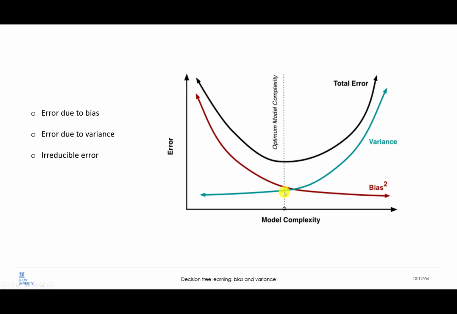So the message of this plot is that model complexity is the most important aspect in machine learning. What you want to have is a model that is complex enough to learn what you want to learn, but not more complex than that. And that's what this plot is showing here.